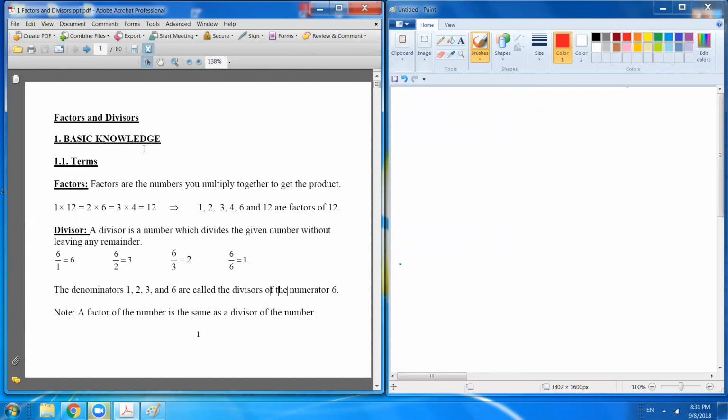Today I want to talk about factors and divisors, okay? This is about number theory. We'll go over some terms, some formulas, some theory. Then we solve MC10, MC12, AMC problems, okay?